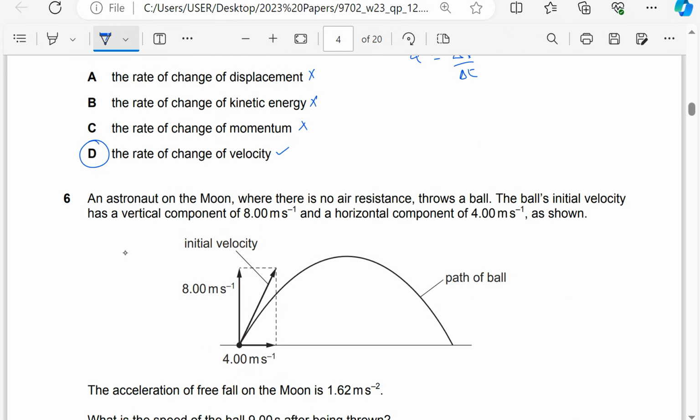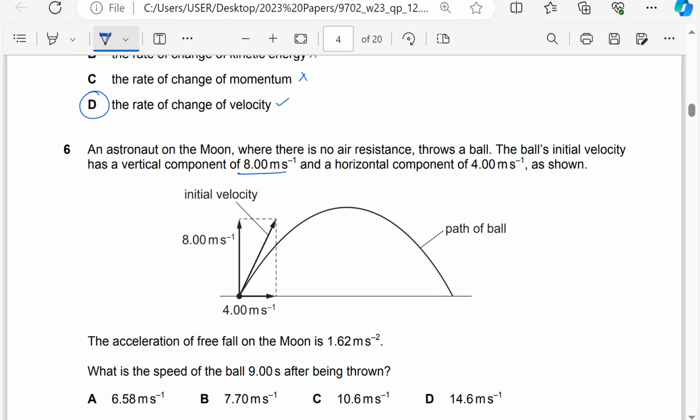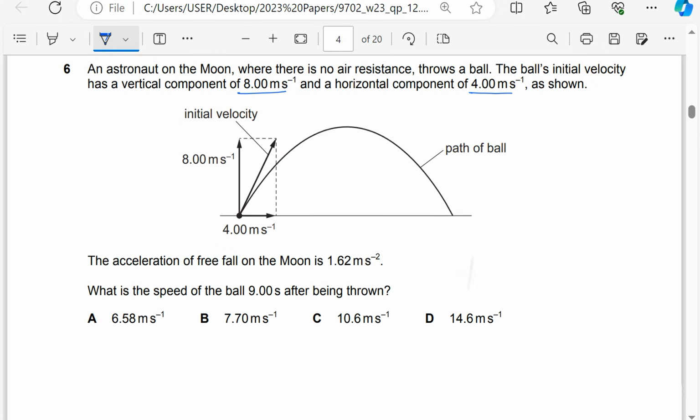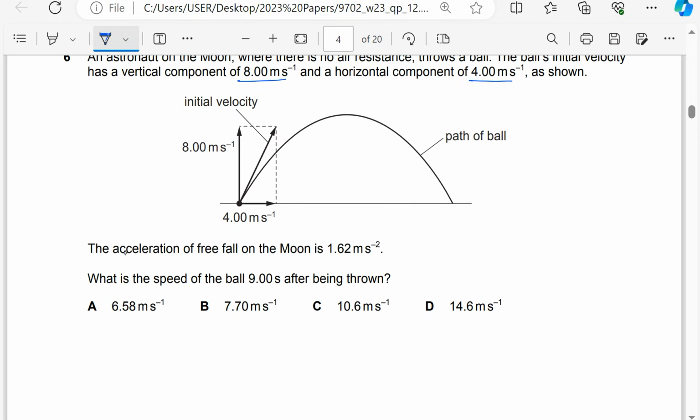An astronaut on the moon, where there is no air resistance, throws a ball. The ball's initial velocity has a vertical component of 80 meters per second and a horizontal component of 4 meters per second, as shown. The acceleration of free fall on the moon is 1.6 meters per second squared. What is the speed of the ball 9 seconds after throwing the ball?